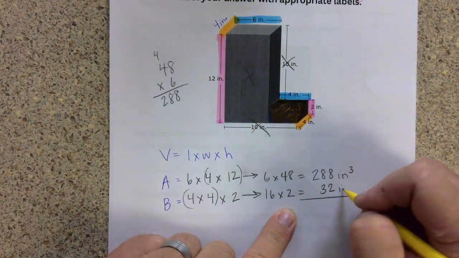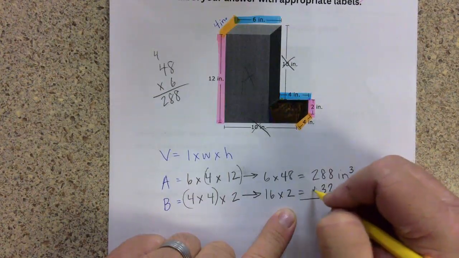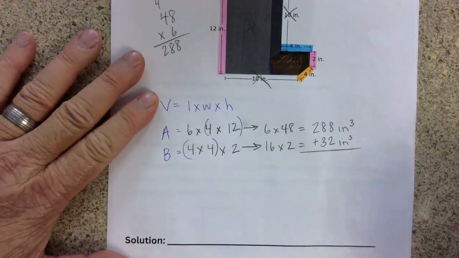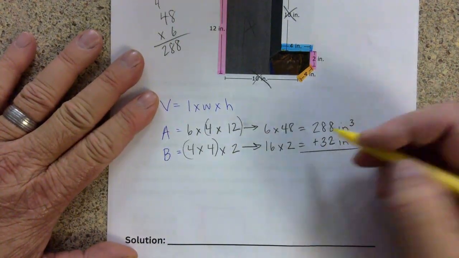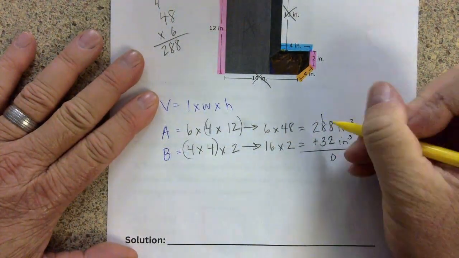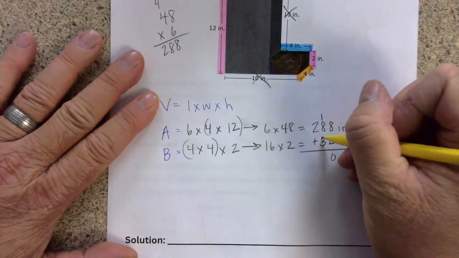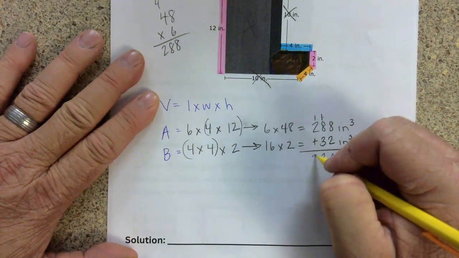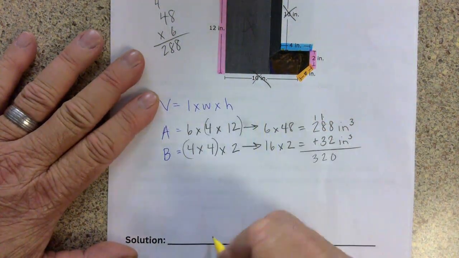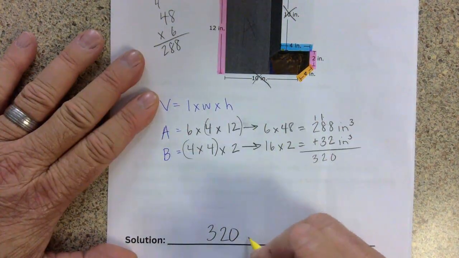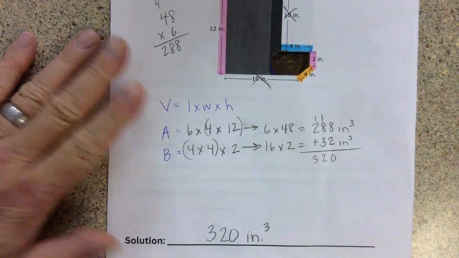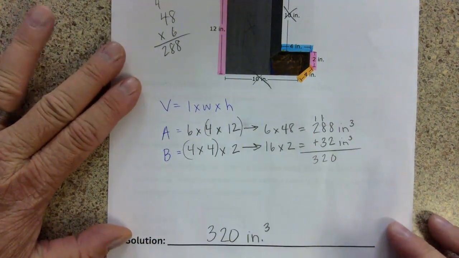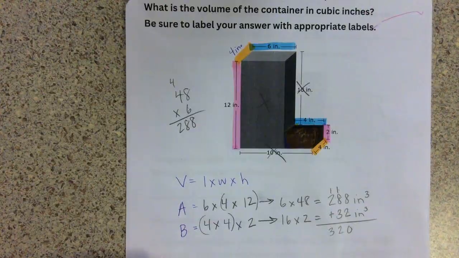Now what I have to do to finish out this problem is add those two parts together. 8 plus 2 is 10. 8 plus 1 is 9, 10, 11, 12. 1 plus 2 is 3, so my full volume is 320 cubic inches.